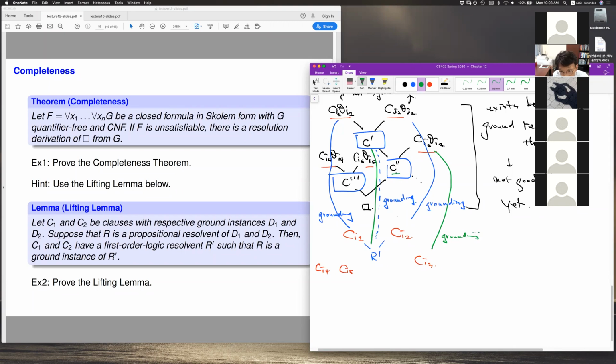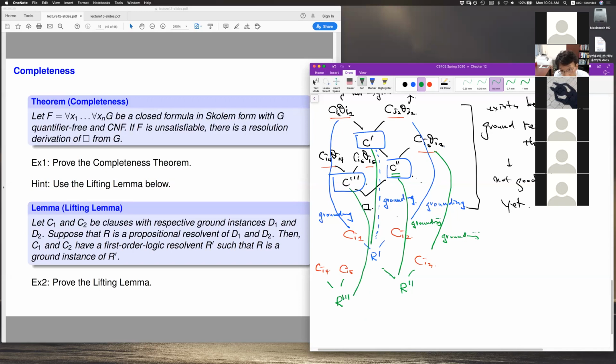Now, this means that this C double prime, which is obtained from C prime and two grounded instances, then there exists a corresponding first order resolvent R double prime, such that C double prime and R double prime are also in the grounding relationship. In other words, if we apply substitutions in R double prime, we can obtain C double prime, and so on. So if you keep doing this for the same reason, we can construct R triple prime. And now R triple prime and C triple prime will also satisfy the same kind of relationship.